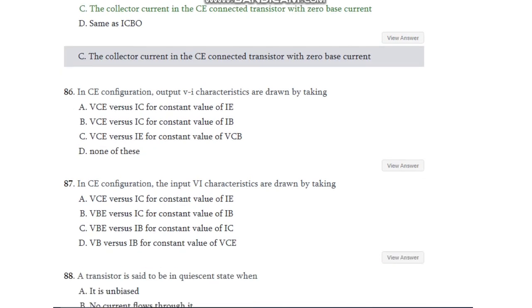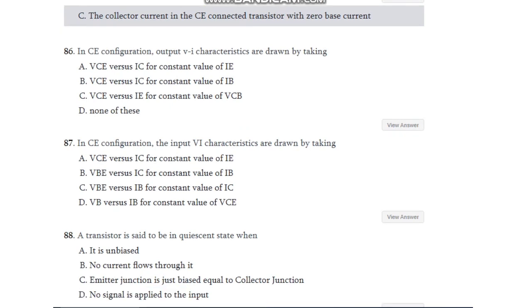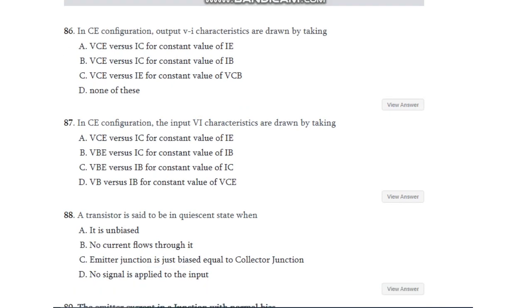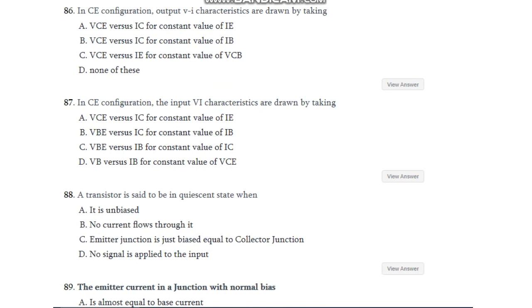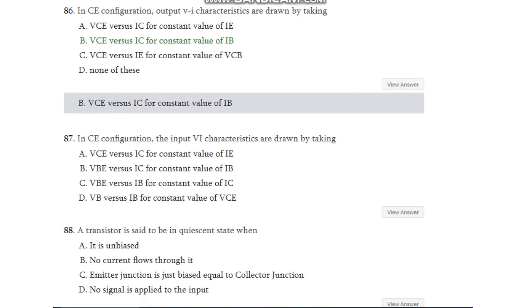86th question: the CE configuration output VI characteristics are drawn by taking VCE versus IC for constant value of IE, VCE versus IC for constant value of IB, VCE versus IE for constant value of VCB, or none. And the answer is B, that is VCE versus IC for constant value of IB.